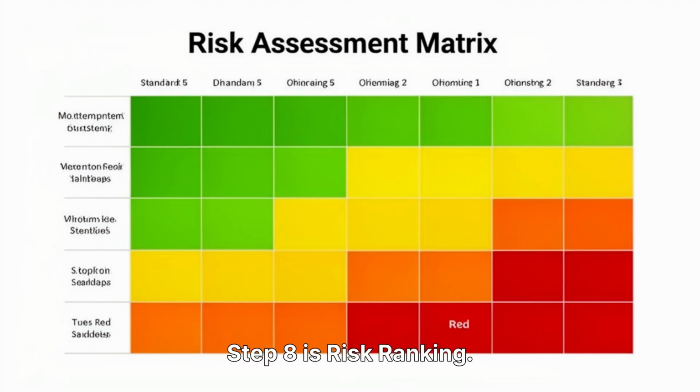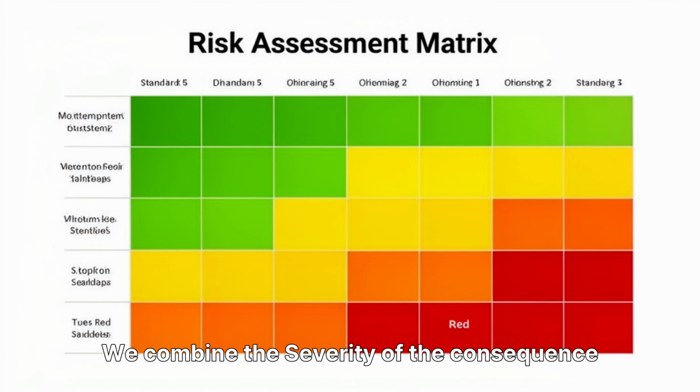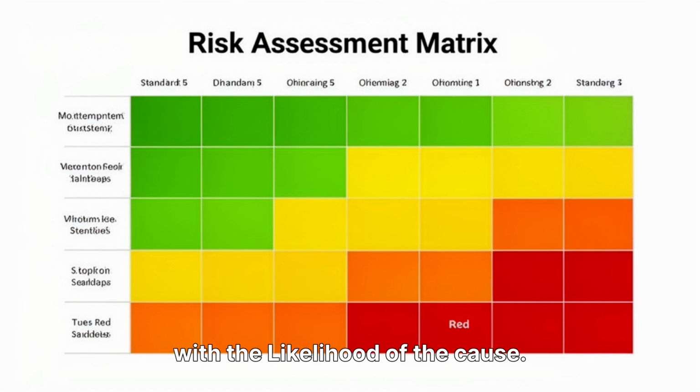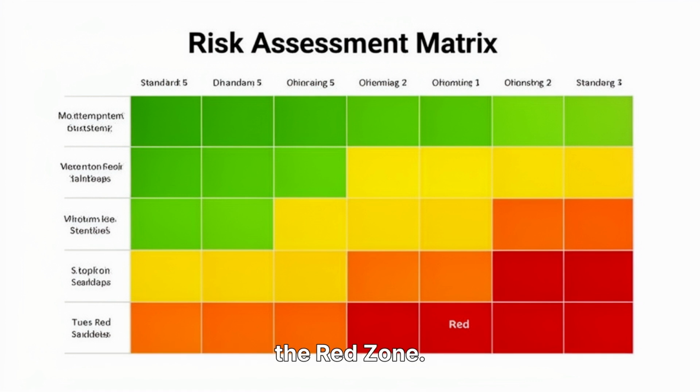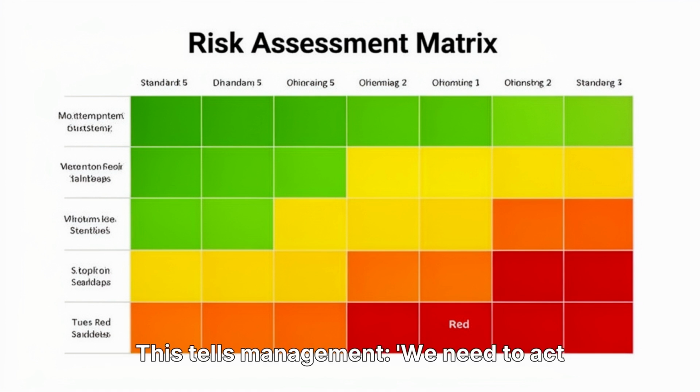Step 8 is risk ranking. We combine the severity of the consequence with the likelihood of the cause. A high-severity, high-likelihood event puts you in the red zone. This tells management, we need to act now.